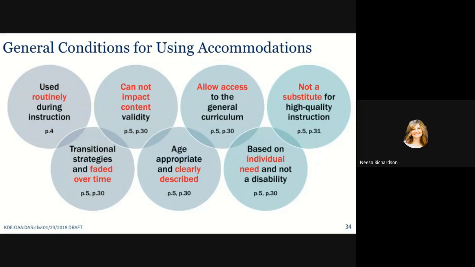These accommodations are used routinely. They are not substitutes for high quality instruction, and they're appropriate to the student individually. It's not like you say, well, this student has another health impairment, maybe they have ADHD. Not every student with ADHD needs the same accommodations. So you have to modify that for the individual child.